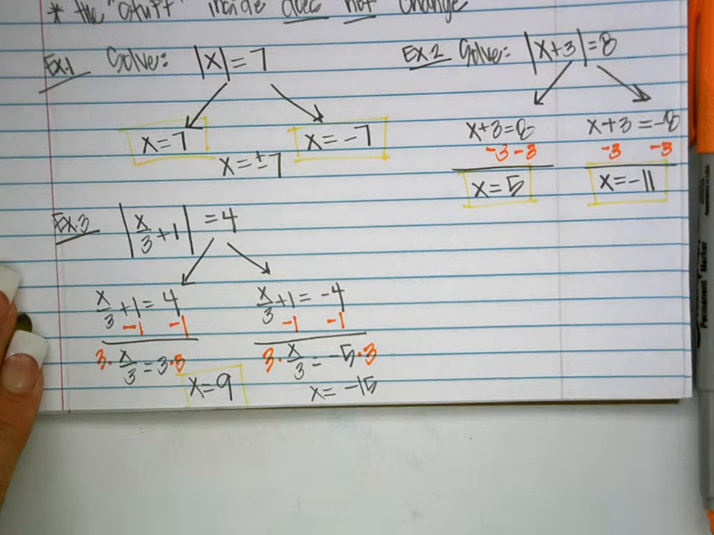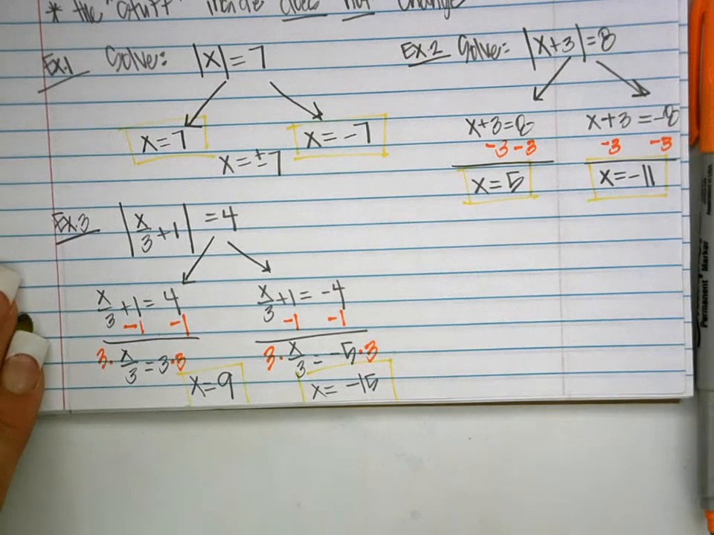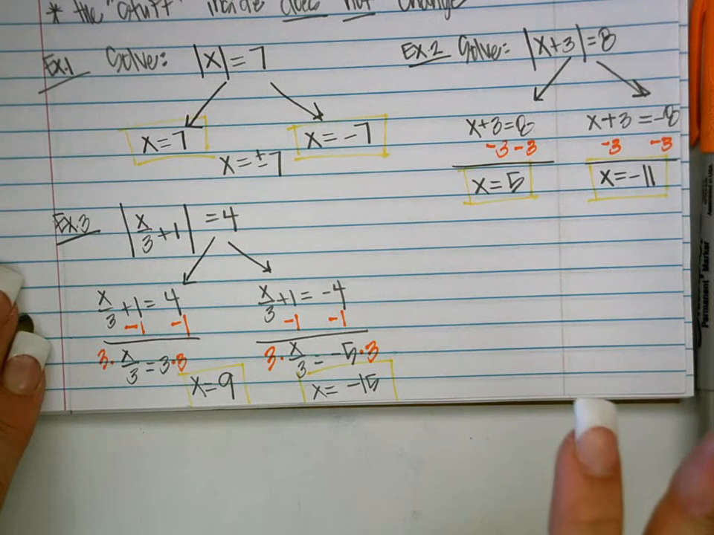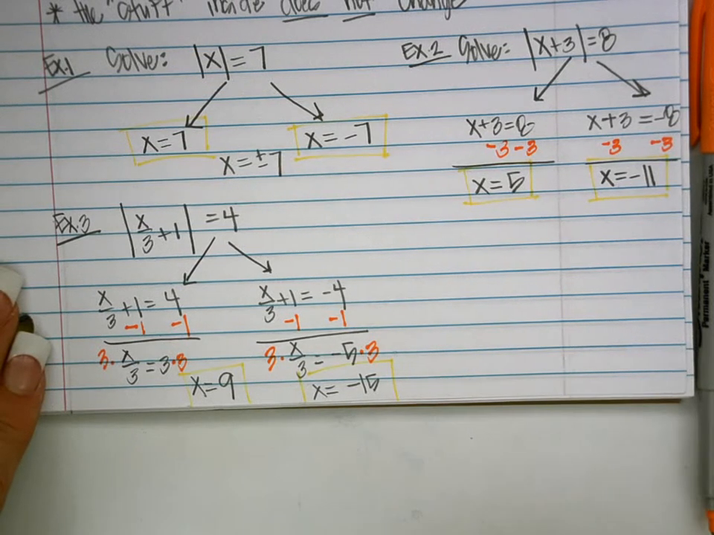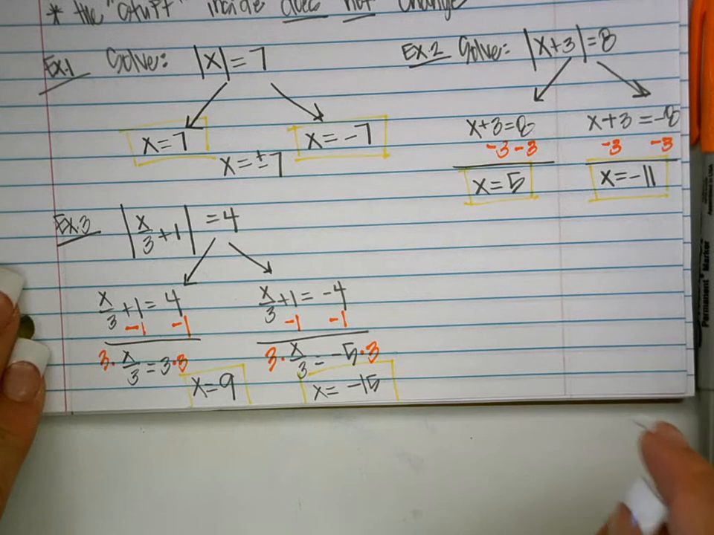Did anyone get a different answer? Because I will totally mess up every once in a while, and if you don't tell me, everyone's going to end up with the wrong answer. Thomas? I got 11 and negative 13. And how did you do that? I multiplied first, then I subtracted the 1.